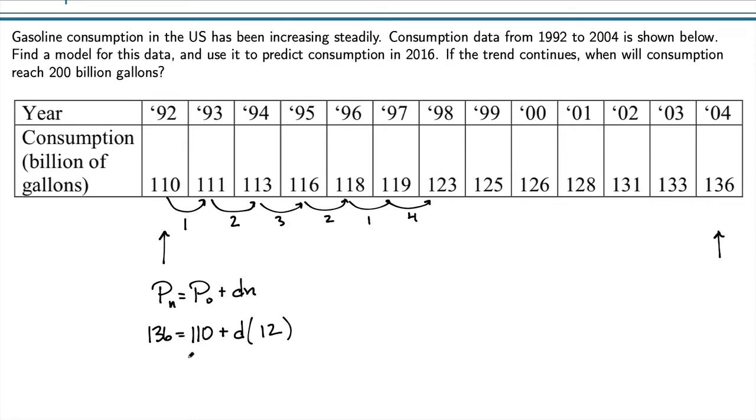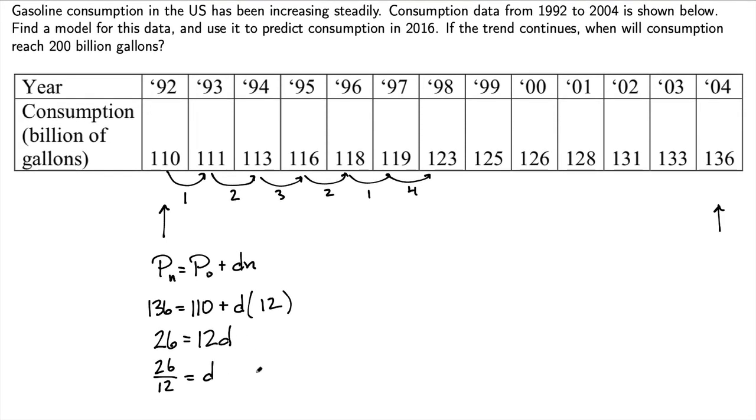If I subtract 110 from both sides, I get 26 equals 12 times D. Now dividing both sides by 12, we get 26 over 12 equals D. Of course, we can simplify that, and we get D equals 13 over 6. Now this is, of course, not the true difference each year, but it seems that on average that is the change from year to year.